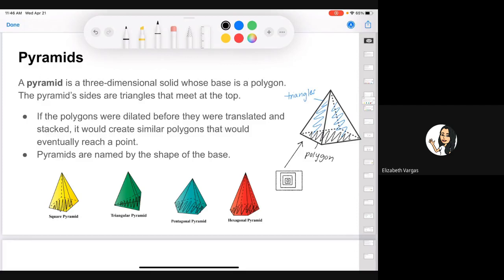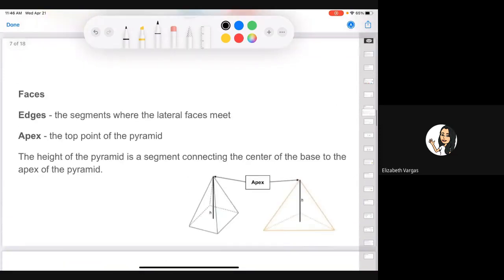Questions, concerns? Okay, now let's look at some vocabulary. Faces, we already saw. Faces include both the base and the lateral parts of the pyramid. So for example, here we have a base. So that's one face. We have two faces, three faces, four faces, and five. So that would have five faces. So basically you want to count the base and you also want to count the lateral part. So that part that's surrounding that polygon, all of those things would be faces.